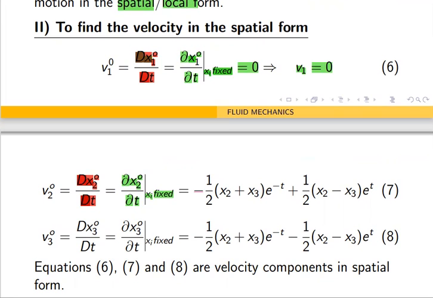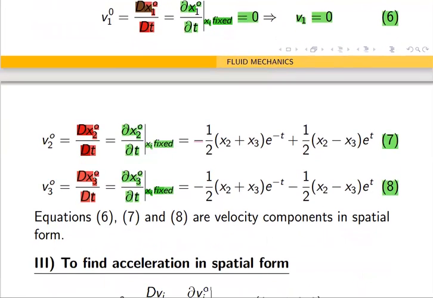And velocity, the third component. Third component is this one. This is wrong, so I'll not write this. So this green one will be correct. That is ∂x3/∂t, xi is fixed. Similarly, take x3, that is equation 5, and differentiate that with respect to t. What is fixed? Xi is fixed. And we get that, equation 8. So equations 6, 7, and 8 are nothing but the velocity in the spatial form.